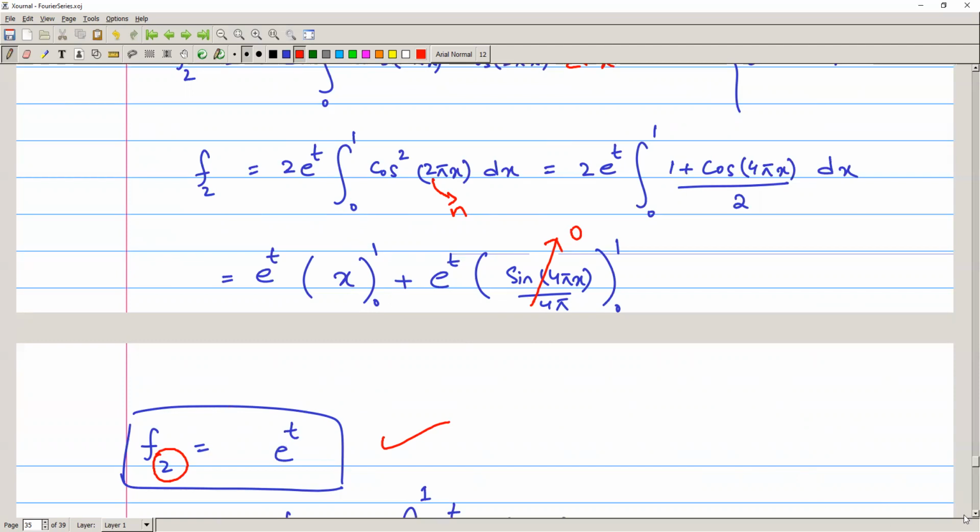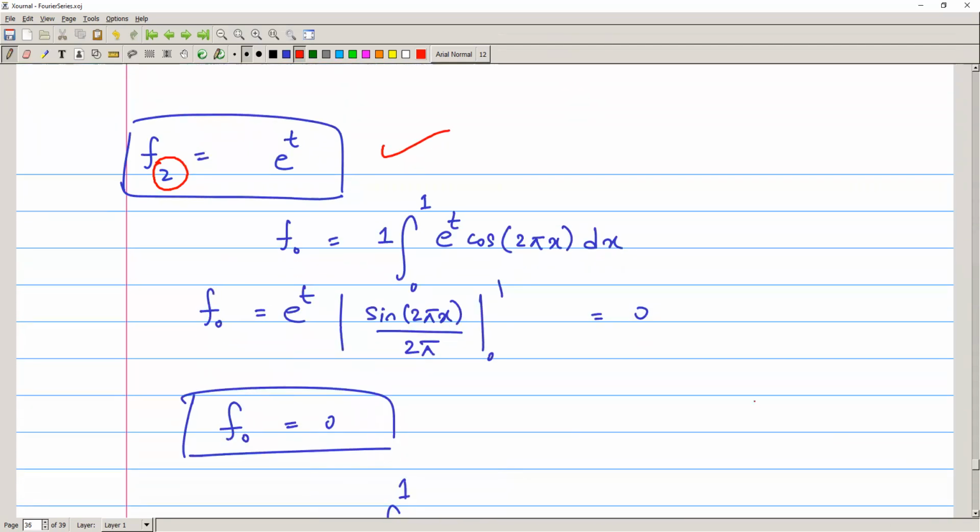So this is f2. Now, f naught and all other fn's are 0 for n not equal to 0 and n not equal to 2. Because for n equal to 0, we are calculating this f naught, right? So for f naught, we have the formula 1 over L times the integral of f of x,t.